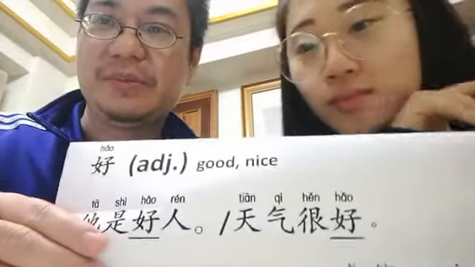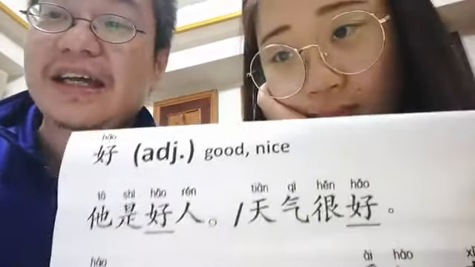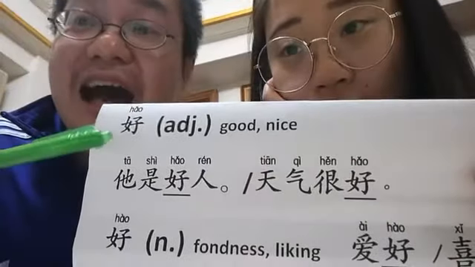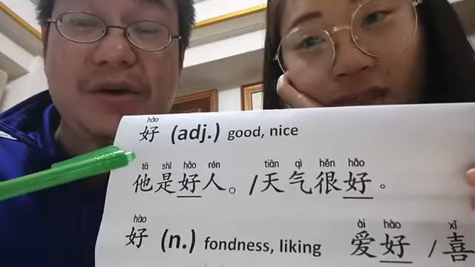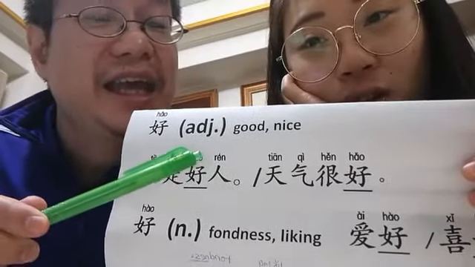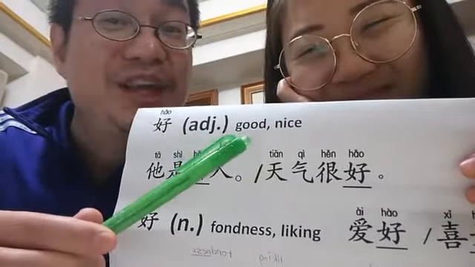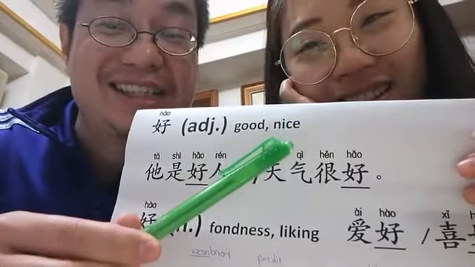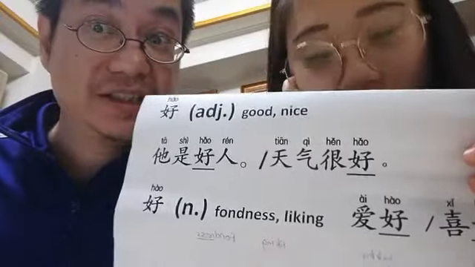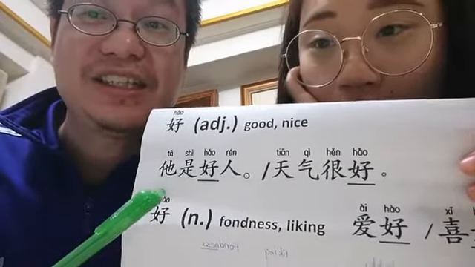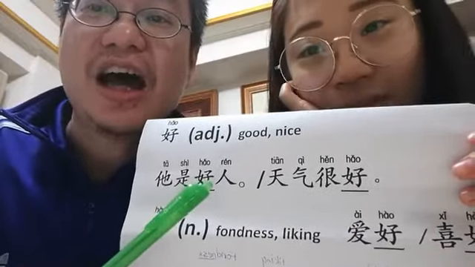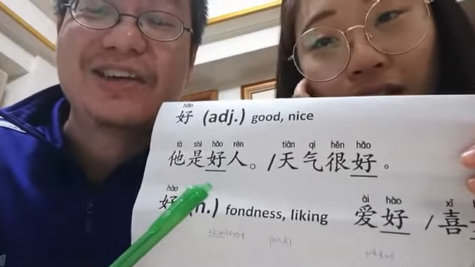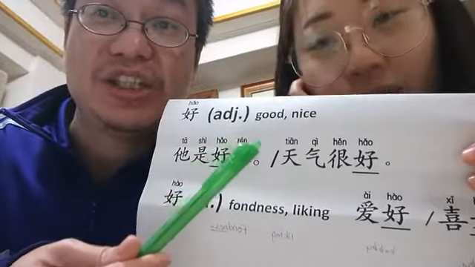And the first one is 好. Yeah, I know everyone knows this word, 好, which is an adjective, which means good or nice. Okay, let me give you some example sentences. Abby, can you read this sentence? 他是好人. And here, 好 is an adjective, which means good and nice.